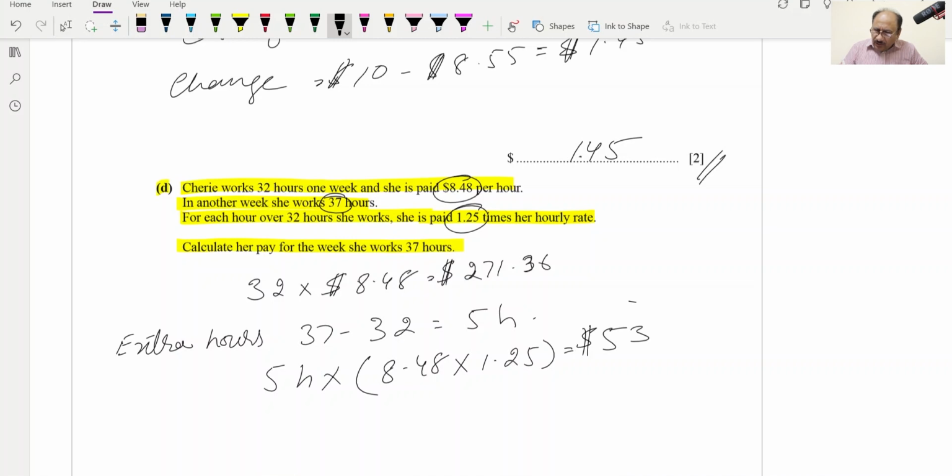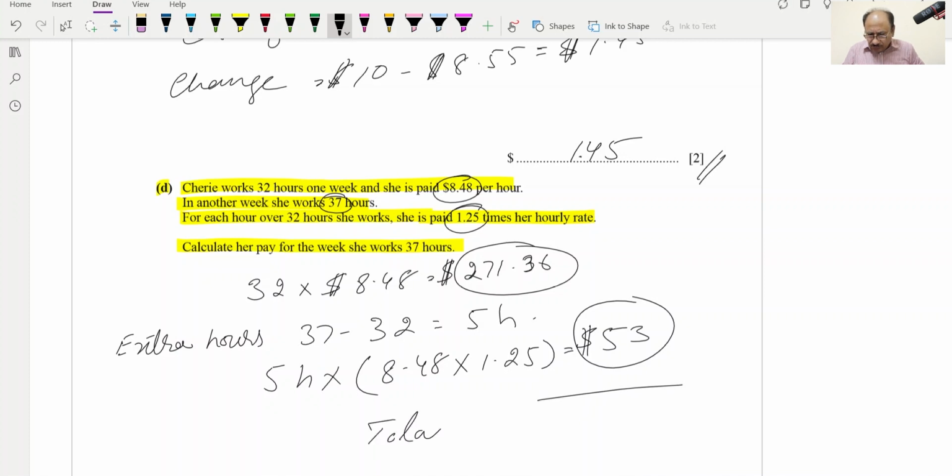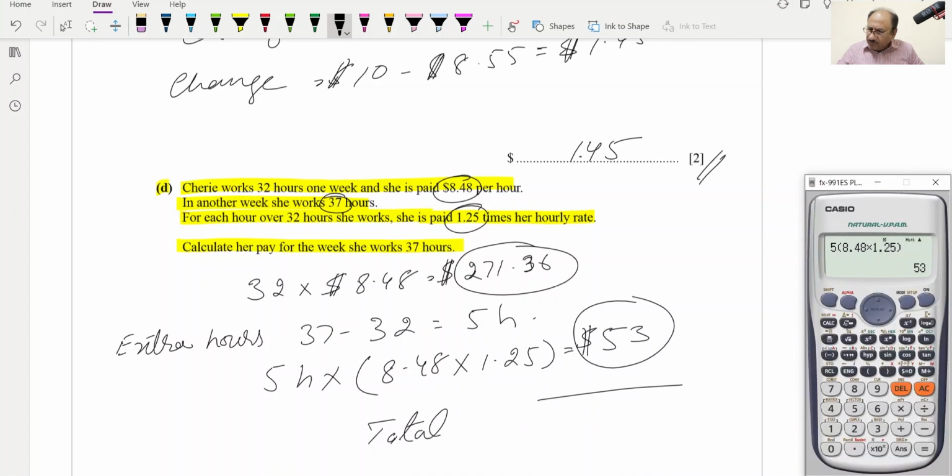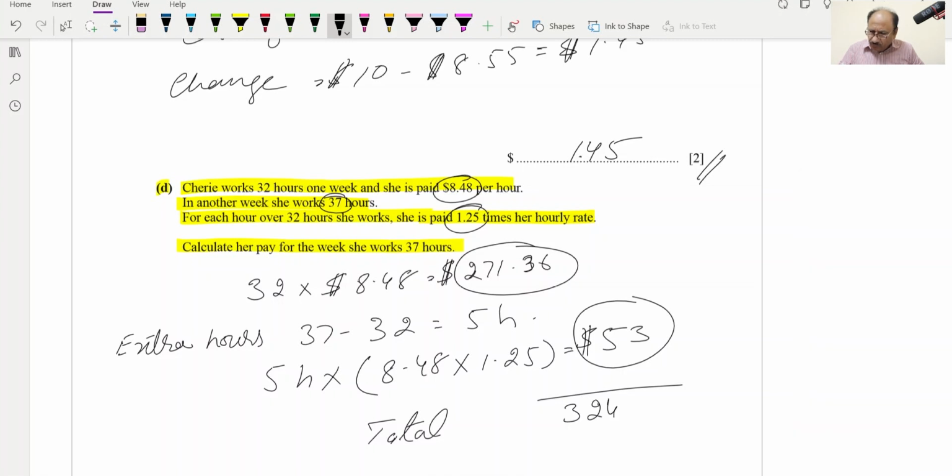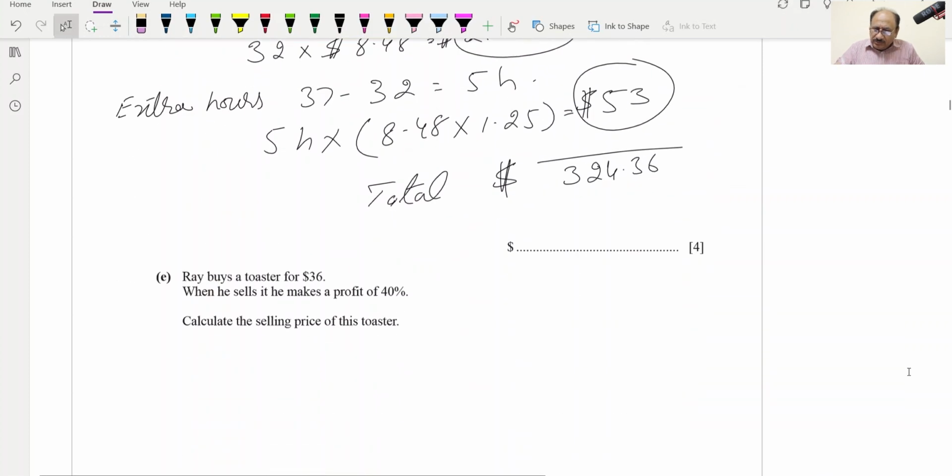$53. We will add these two amounts, and this will be our answer. So total will be equal to 53, which is already there, plus 271.36 is equal to $324.36, which will be our answer, which we can provide over here. This is a 4 marks part, which we are done.